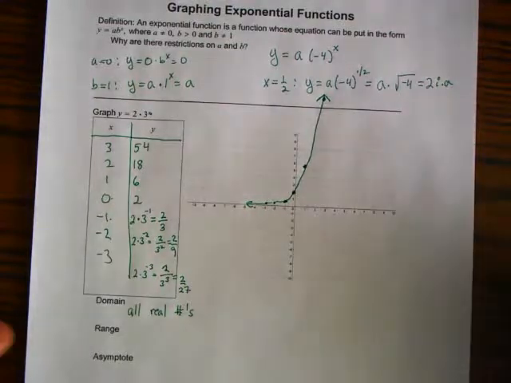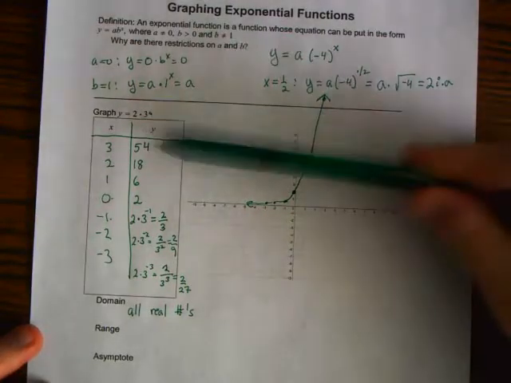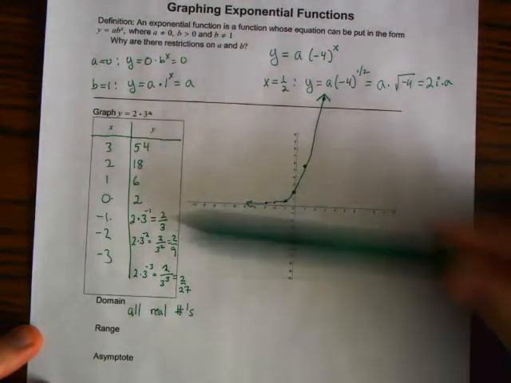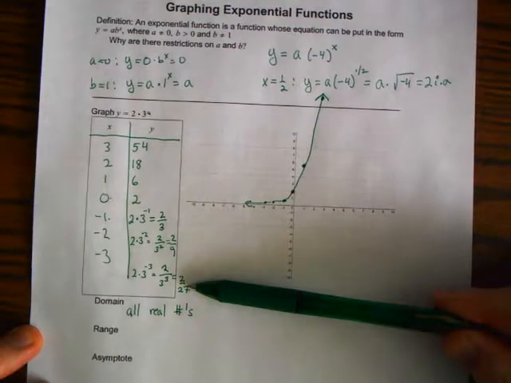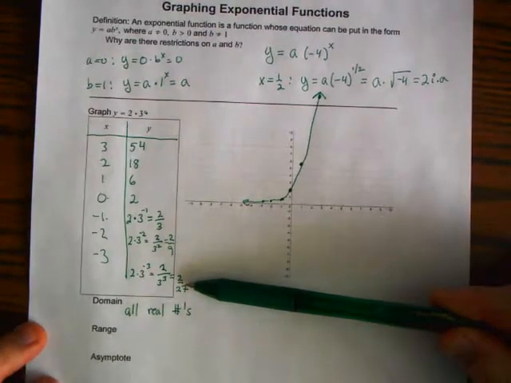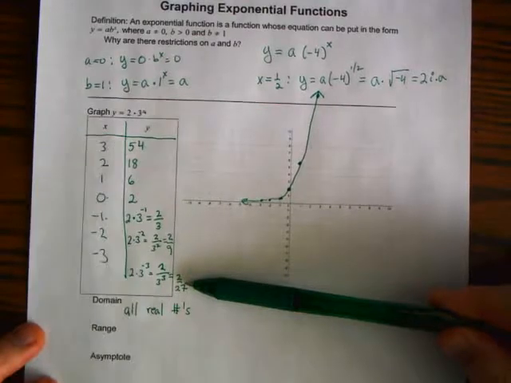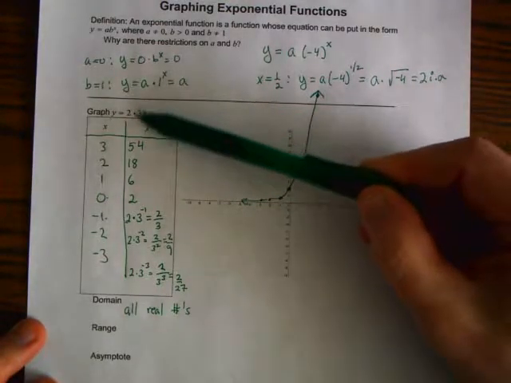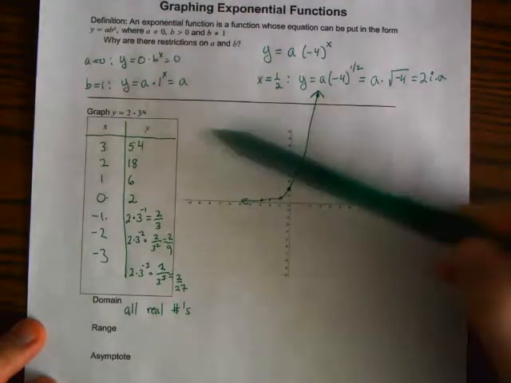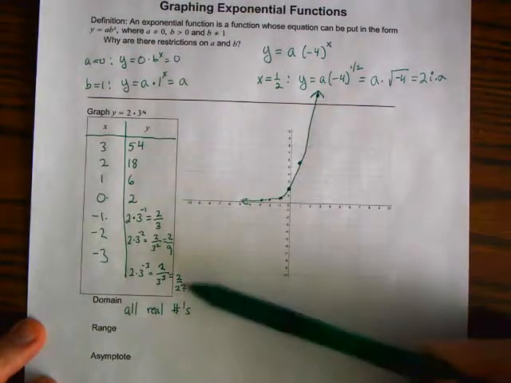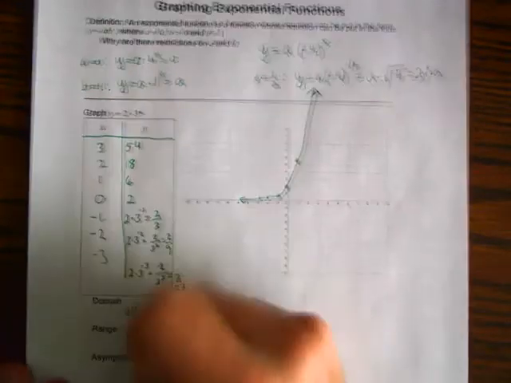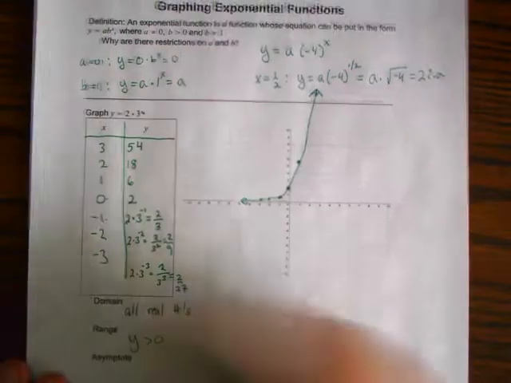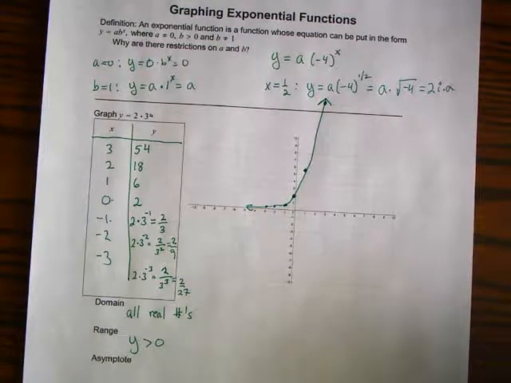The range, on the other hand, look at the y numbers that I got. I only got positive numbers. And that's going to happen. I'm never going to get 0. And I'm never going to get a negative number, because if I take 3 and raise it to a power, I might get a big number, or I might get a tiny little fraction, but it's never going to be 0 and it's never going to be negative. So my range is y is greater than 0. I only get positive numbers.